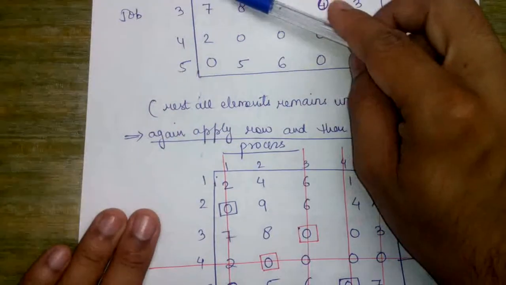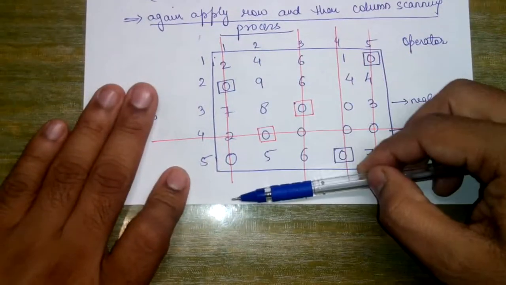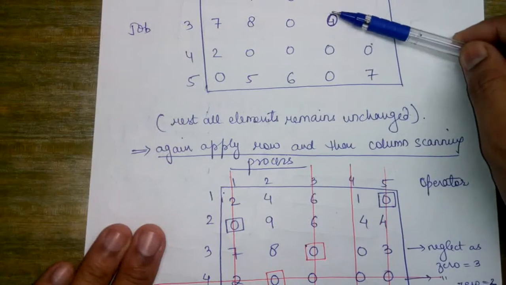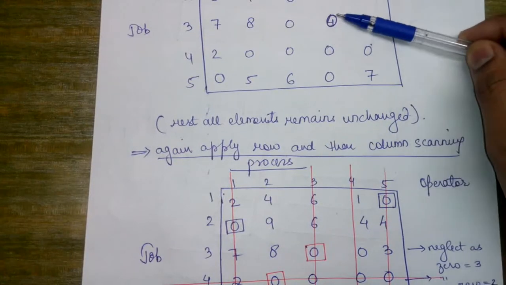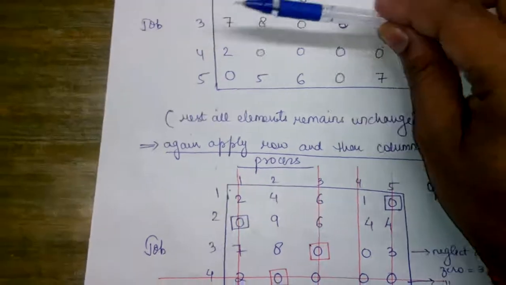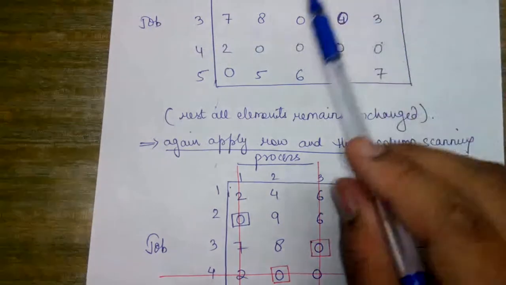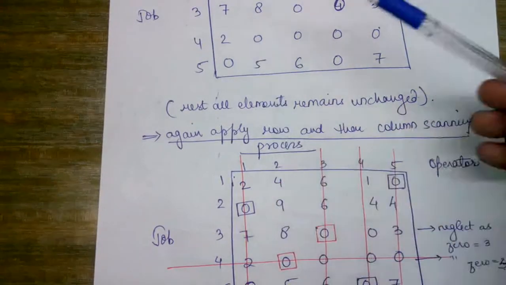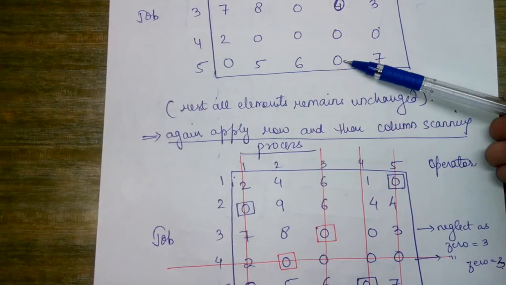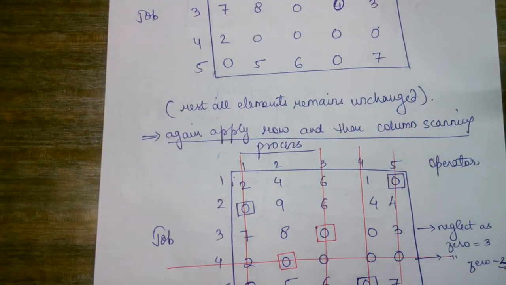Now in this next row we have this 0. So this 0 is squared and this entire column is cancelled out. For the third row we have 2 zeros. So for the time being, we will neglect this row. We will also neglect the next row since it has more than 1 zero. When we come to the last row, it also has 2 zeros, so we will neglect this. Now we go for the column scanning.